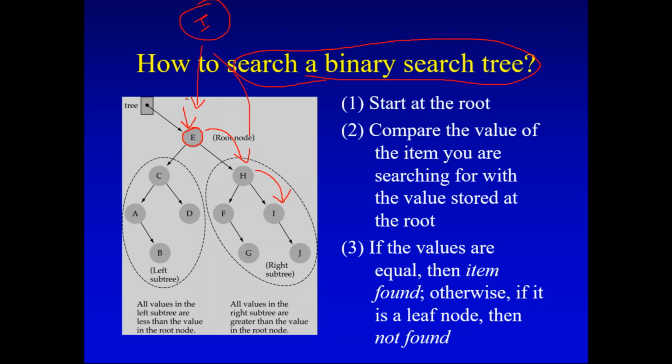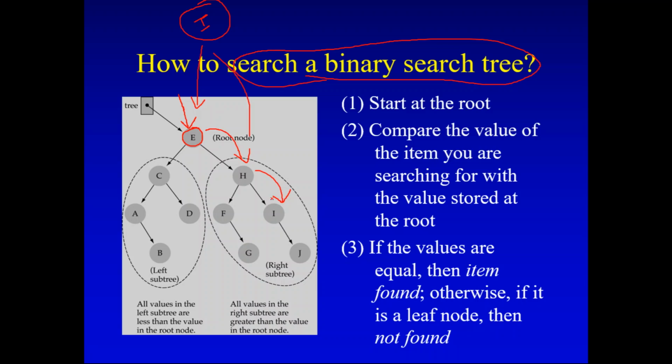Let me go through it again. You start with the root node and check whether this is I or not. No, this is not I. Then check whether I is less than E or greater than E. If I is less than E, go to the left side. Otherwise, go to the right child. I is greater than E, so go to the right child, and you get the node H. Again check whether H is equal to I or not. H is not equal to I. So again check whether I is less than H or greater than H. I is greater than H, so again go right, and you reach this node. Now you check whether this is equal to I. Yes, it is equal to I. So now you can say that the node is available.